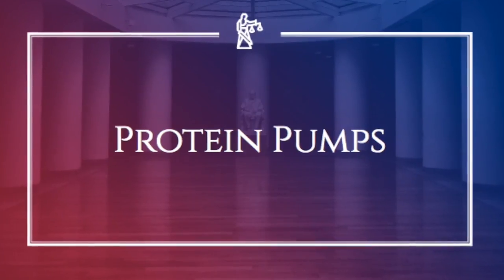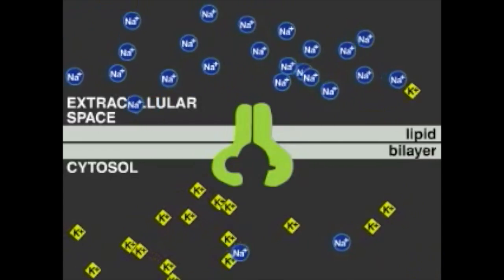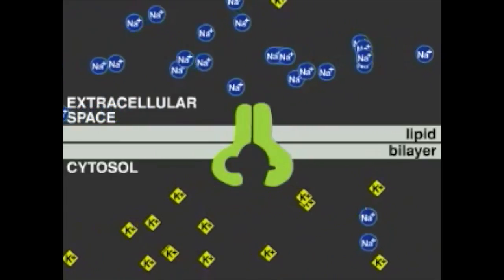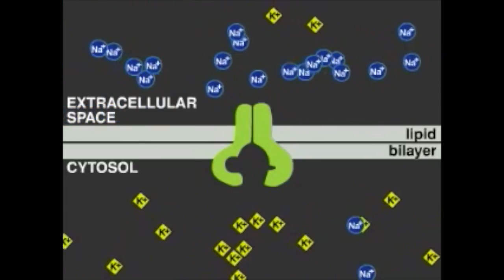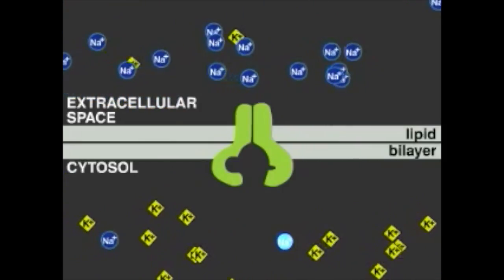Protein pumps are used in active transport, meaning ATP is required. In active transport, the molecules are moving against their gradient, making it harder to transport them. This is why protein pumps are necessary, because they use ATP and make the process more efficient.